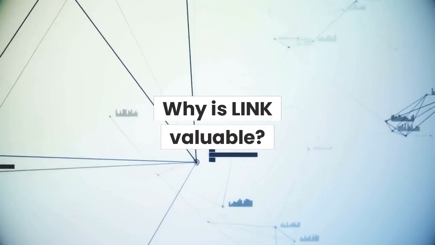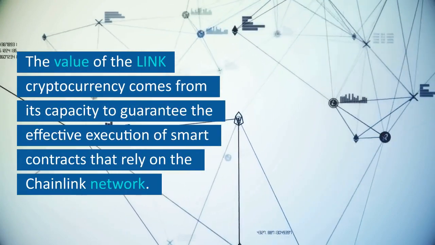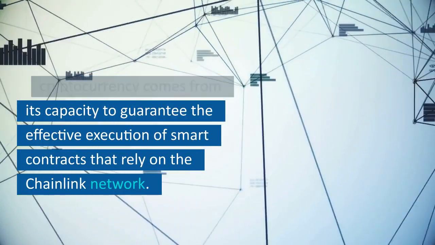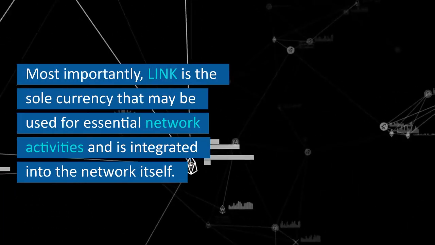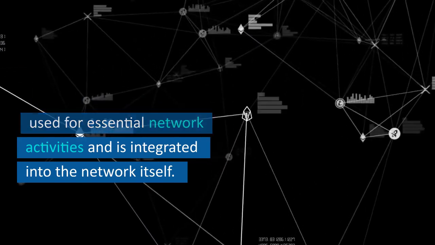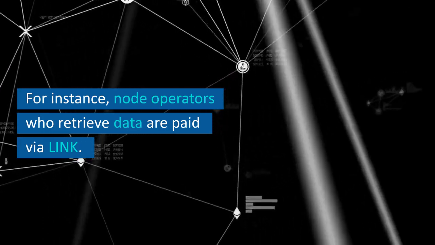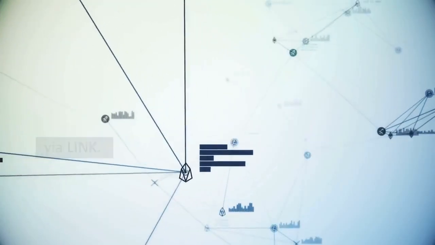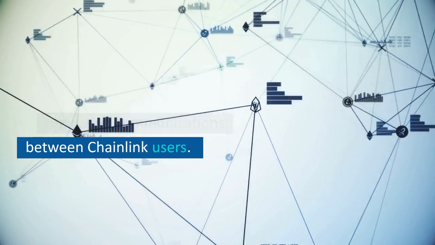Why is Link valuable? The value of the Link cryptocurrency comes from its capacity to guarantee the effective execution of smart contracts that rely on the Chainlink network. Most importantly, Link is the sole currency that may be used for essential network activities and is integrated into the network itself. For instance, node operators who retrieve data are paid via Link. In this sense, it's crucial for regulating communications between Chainlink users.